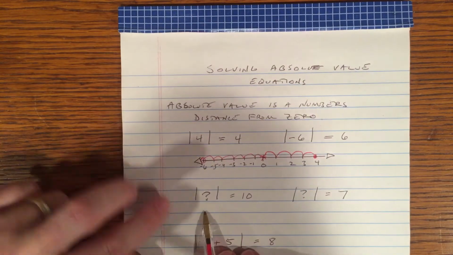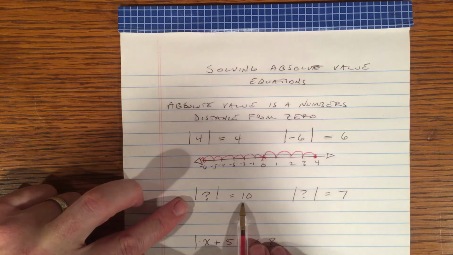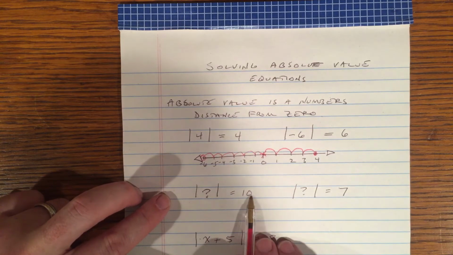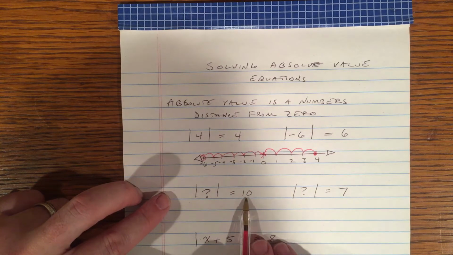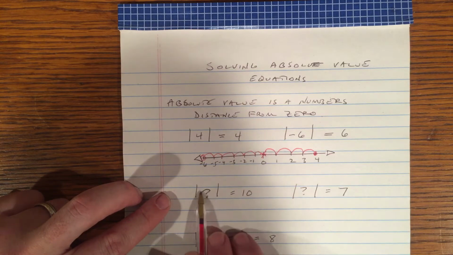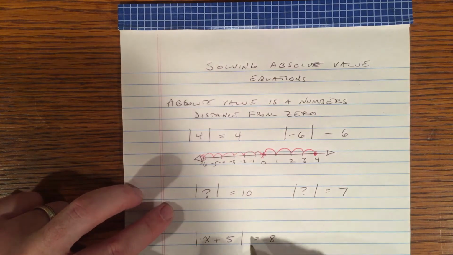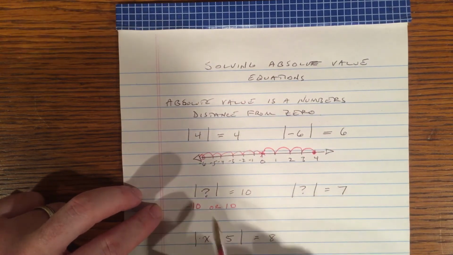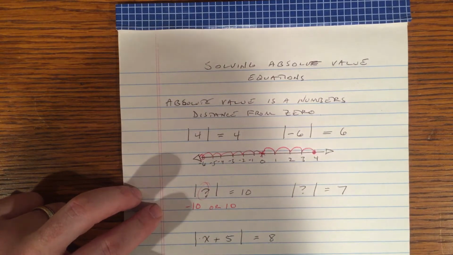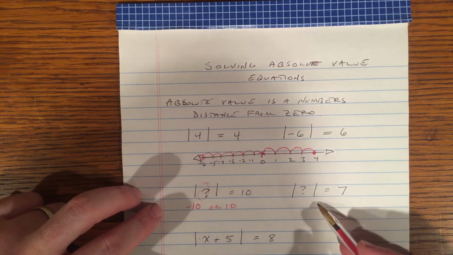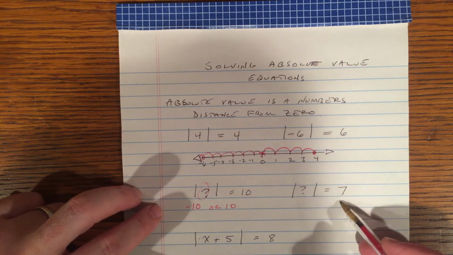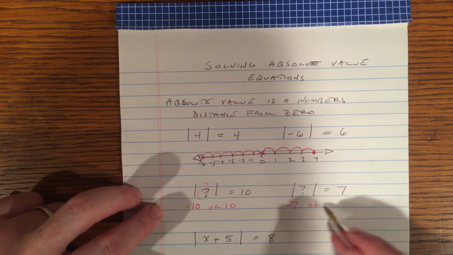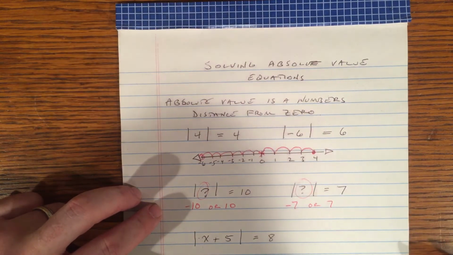So when we think about these, what's the absolute value of something that gives us 10? So when you think about that, okay, we know we are at least 10 units away from 0. So what possible numbers could be in here? In this case, we could have -10 or 10 inside the absolute value brackets. For this one, absolute value of something is 7. So we can think about this as either -7 or +7 could be inside that absolute value bracket.